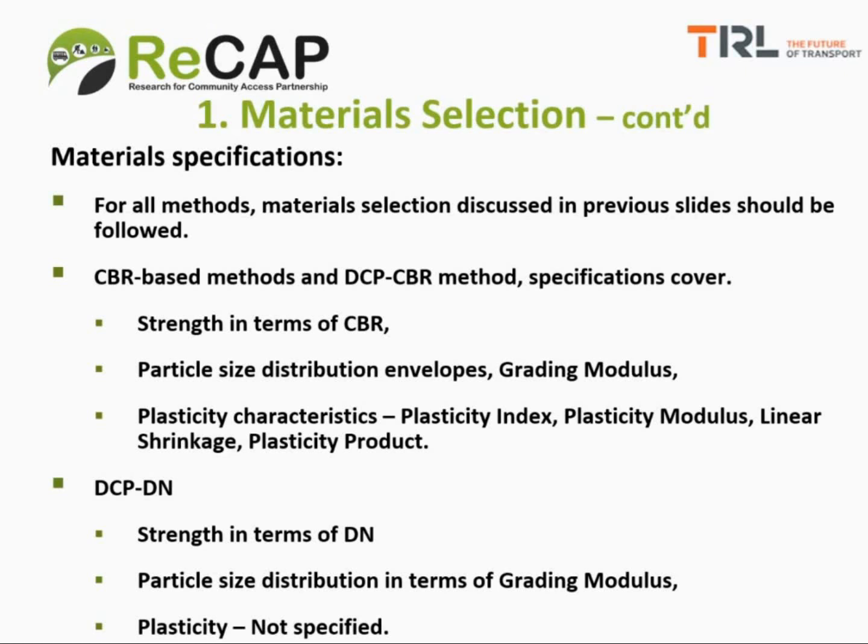For the DCP-DN method, strength is specified in terms of the DN value, and particle size distribution is specified in terms of grading modulus. Plasticity, though measured, does not have a specification in this method.